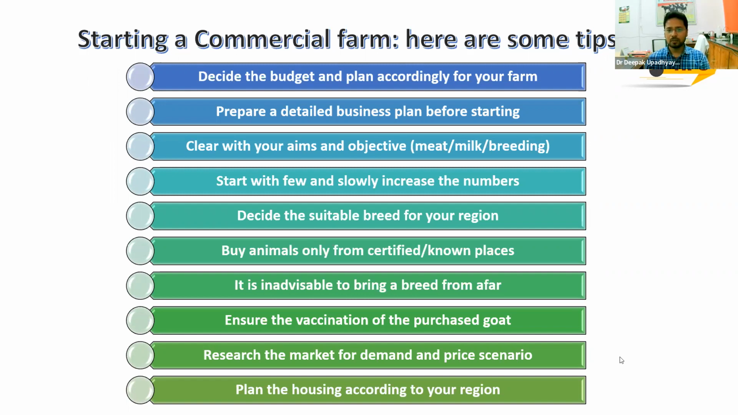The housing of your goat farm should be according to your requirement and your regional climatic condition. You don't need to plan a very sophisticated building. You have to see your conditions, your budget, your climate, and your requirements.